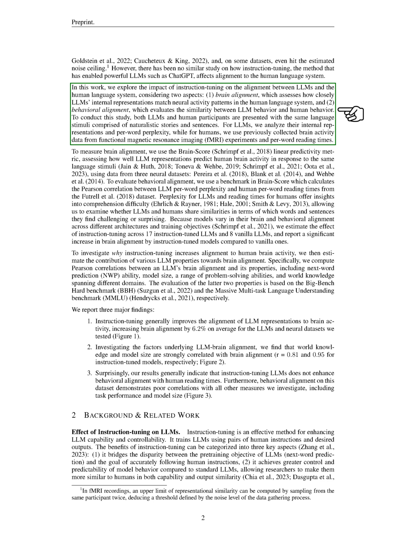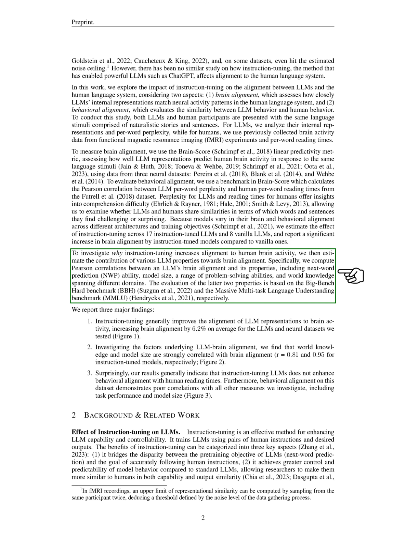We'll measure brain alignment using a metric called the brain score linear predictivity, which assesses how well the representations of the LLMs predict human brain activity in response to the same language stimuli. To evaluate behavioral alignment, we'll calculate the Pearson correlation between the per-word perplexity of the LLMs and the per-word reading times of the humans.